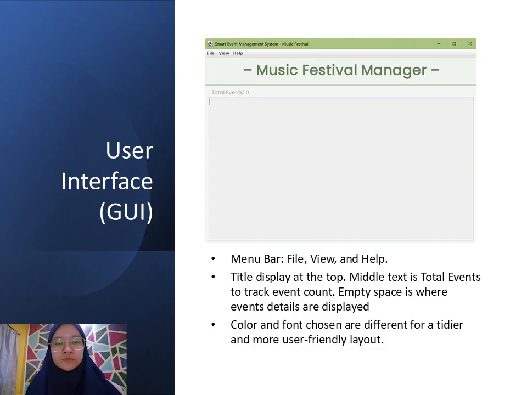Now for the user interface, the UI. On the menu bar, we have File, View, and Help. At the top, we have the title displayed. In the middle, we have the total events to easily track the event count. And the empty space is where the event details will be displayed. The color and the font chosen are both different for a more tidy and user-friendly layout.